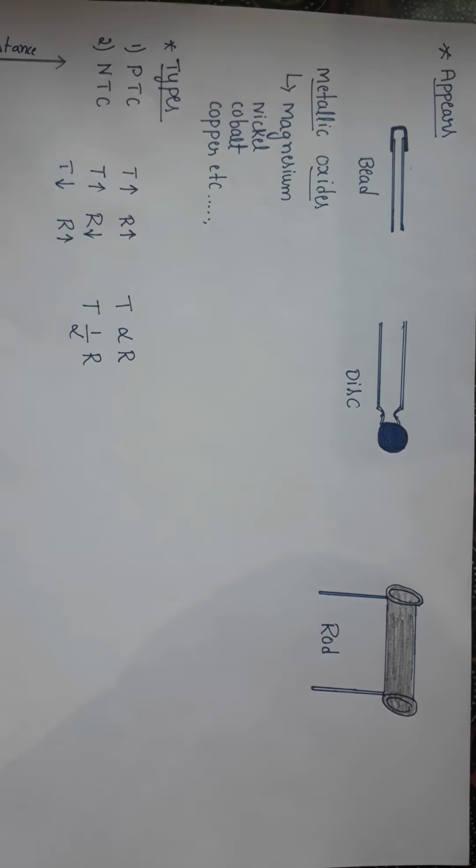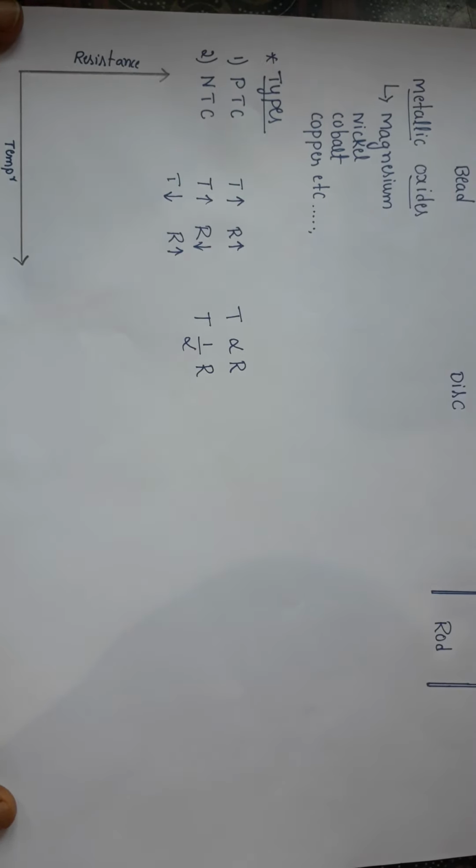Next, how do they appear if we are going to plot a graph of resistance versus temperature, in case of PTC and NTC? Okay, we know that the resistance of a material increases as the temperature of the material increases. While the temperature increases, the resistance also increases. This is called PTC.